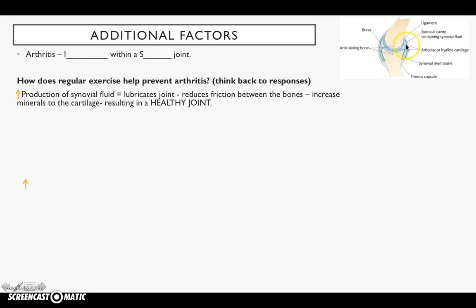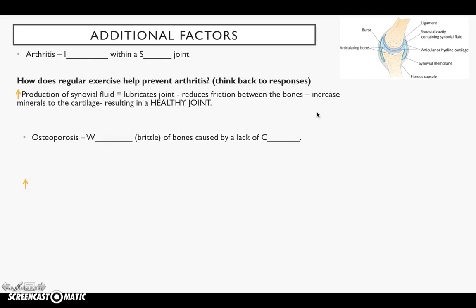Now, if we start to exercise, we get more synovial fluid released into this joint capsule. Then this hyaline cartilage here gets all its minerals and starts to get nourished, which means it stays healthy, which reduces friction between this bone and this bone, which results in this joint staying healthy. So that is what regular exercise does with regards to preventing arthritis.